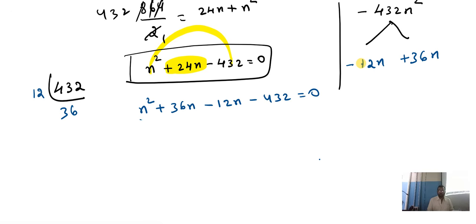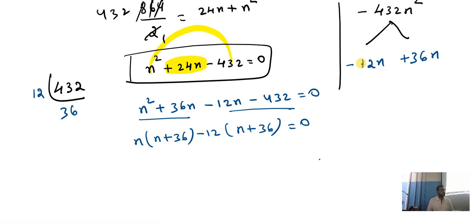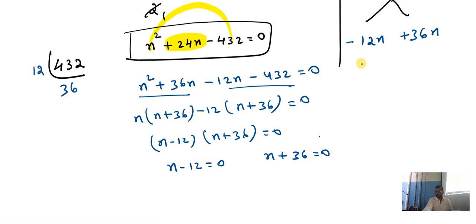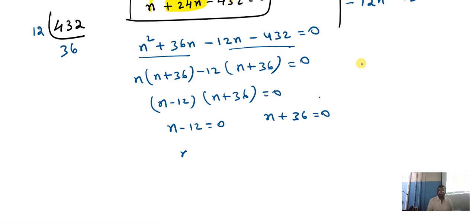Now do the pairing. n is common. n plus 36, write as it is. Outside write minus 12 is equal to 0. Now outside term n minus 12, inside term n plus 36 is equal to 0. n minus 12 is equal to 0, n plus 36 is equal to 0. Now we can write n is equal to 12, n is equal to minus 36, but always we prefer the positive number.